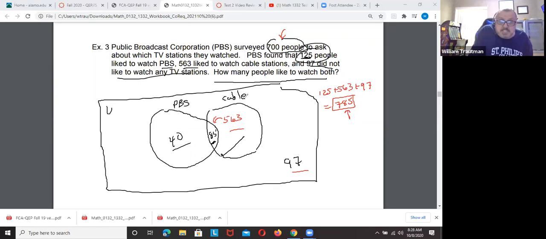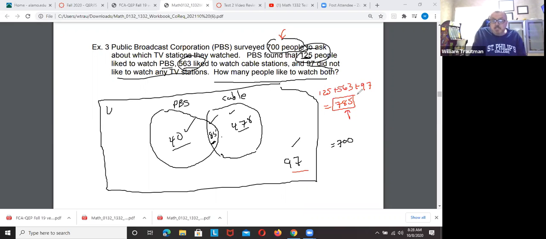Same way with 563 like cable total. But if 85 like both, 563 minus 85 equals 478. Now, 478 plus 85 added together is 563, and we have that. If I add up all four of these, I get 700.